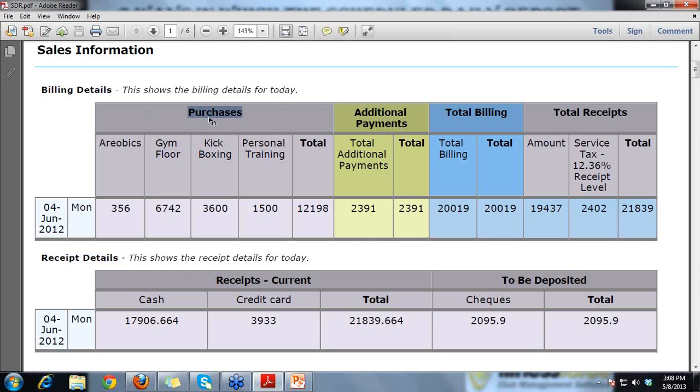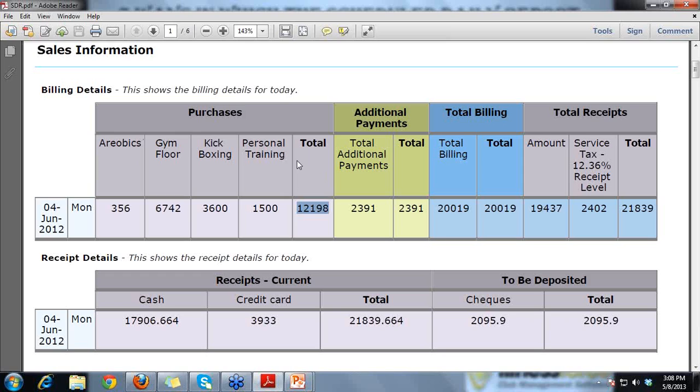First is purchases. Now as you can see, it is showing you purchases, bifurcating the amount of purchases depending on the services you're selling. The first is aerobics. So this is the sales you have done for the aerobics, followed by gym services, kickboxing services, and personal training. So out of all the purchases, you have collected a total of 12,198 for that particular day, which is what you have sold for your basic products.